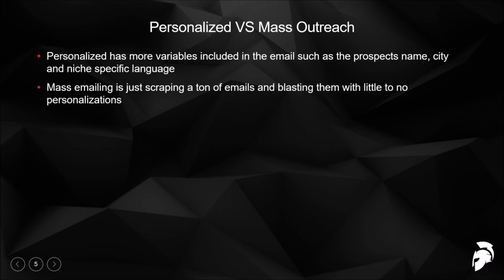Personalized is usually more expensive or time consuming. For example, if you want to get their name, their city, and their niche, then you're going to have to spend more time to build that list. Whereas with mass emailing, you can just scrape a ton of leads and email them with a generic template. That's going to get fewer responses, but with 100 times more emails. Could be better, could be worse. It really depends. They both have their times and their uses.